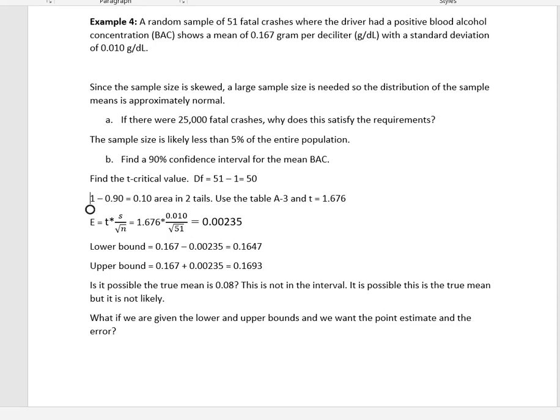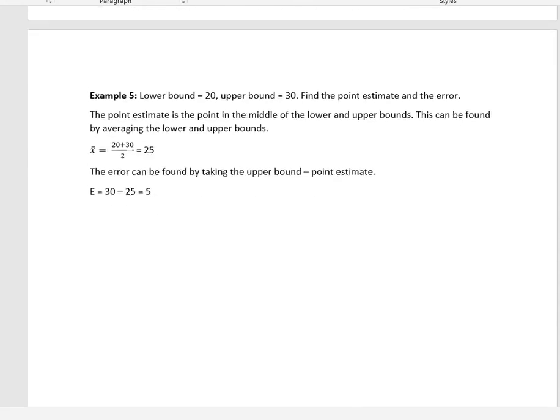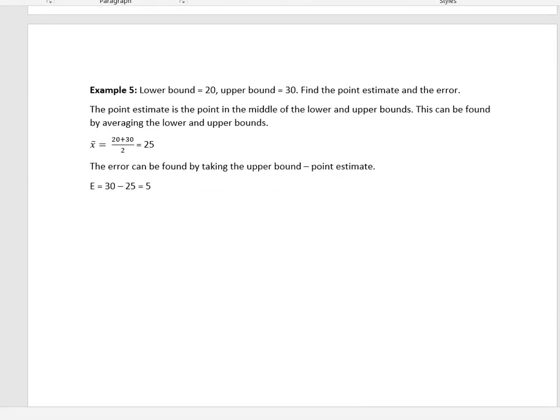What if we are given the lower and upper bounds and we want the point estimate? Example 5. If the lower bound is 20 and the upper bound is 30, the point estimate is the exact middle of the lower and upper bounds, and this can be found by averaging them. So 20 plus 30 divided by 2 is 25. The error can be found by taking the upper bound minus the point estimate. The upper bound was 30. The point estimate is the mean, 25, so the error is 5.